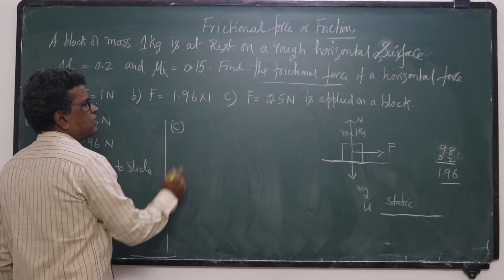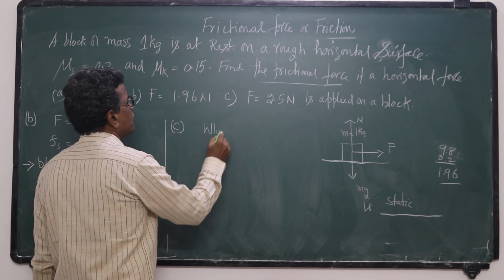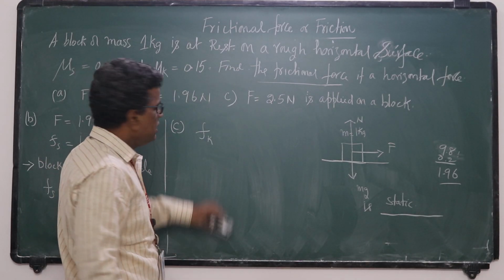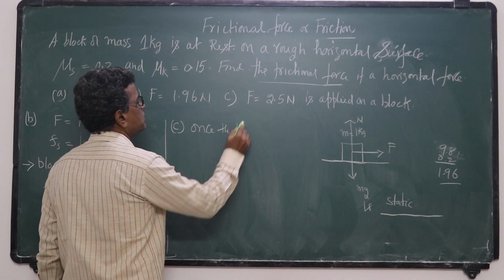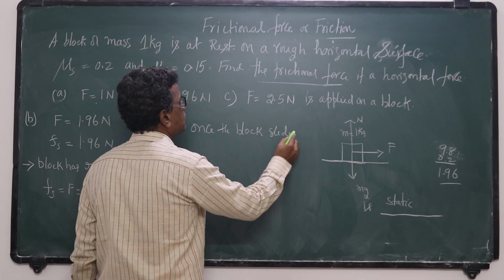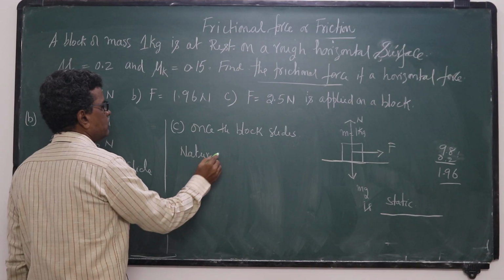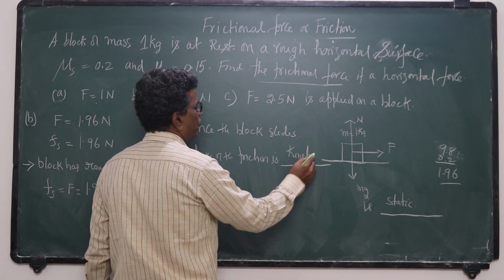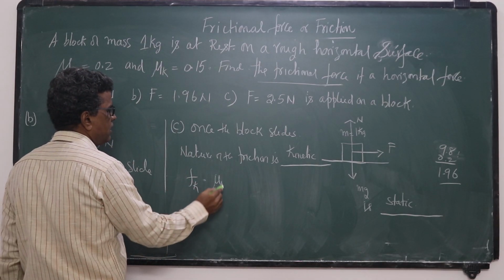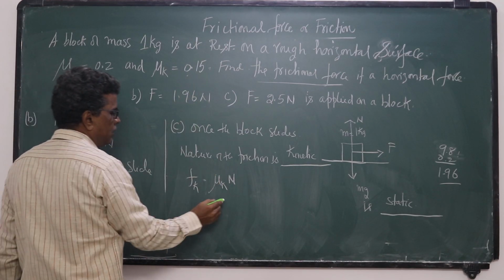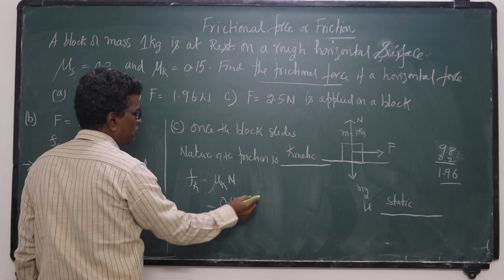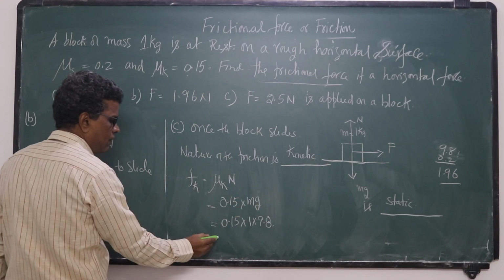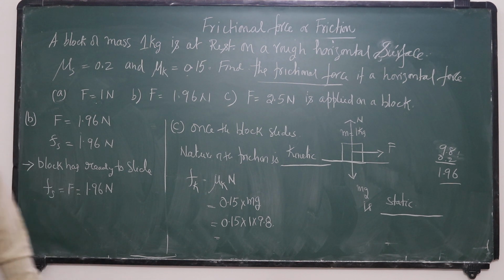So for case C, when the applied force is 2.5 Newtons, you find the kinetic frictional force value. Once the block starts accelerating and sliding, the nature of the friction changes; it becomes kinetic. I want that kinetic frictional force value. It is given by mu k m g. What is mu k? 0.15 into N. N is mg. What is m? 1. What is g? 9.8. So what is this value? 0.15 into 9.8.